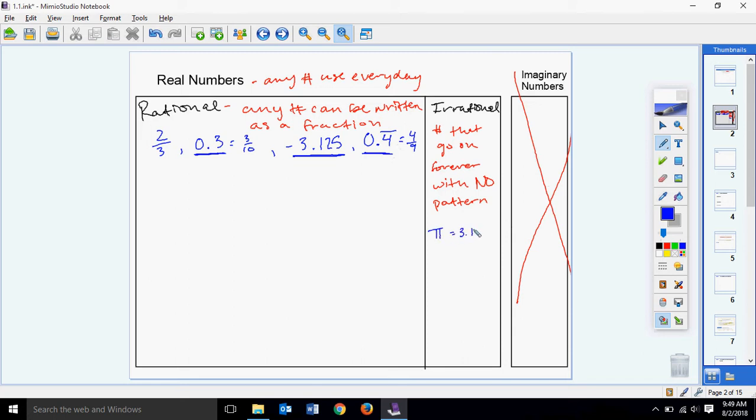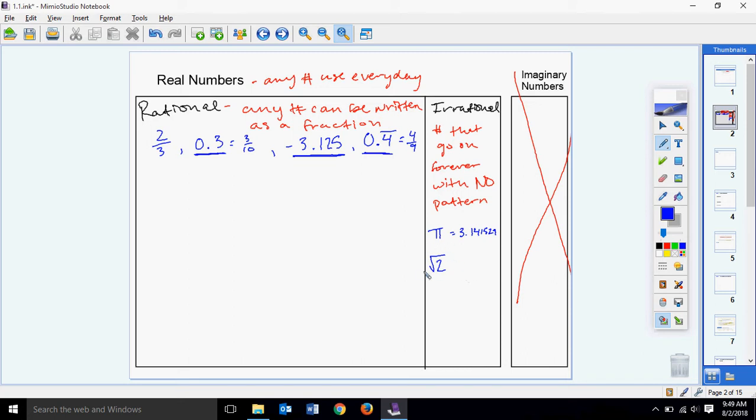So some common irrational numbers would be pi. Pi is 3.14159, yada, yada, yada. It goes on forever, and there's no specific pattern to these numbers. Another example would be the square root of 2. If you type the square root of 2 into your calculator, you get some decimal that goes on forever, and it never repeats itself.